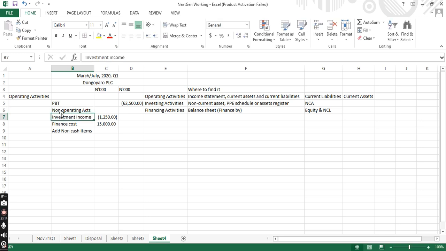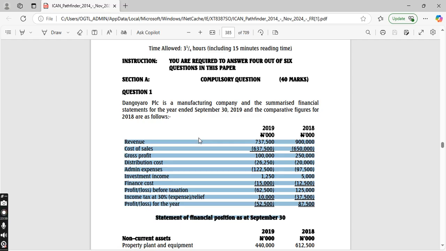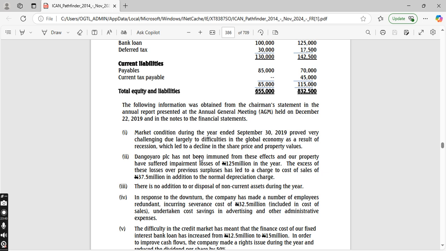So they are not operating activities. All right. So now we are to adjust for non-cash items. What are the non-cash items that we have? Depreciation, if there is. So let's check if we have depreciation. Yes, we have. We read it out earlier.